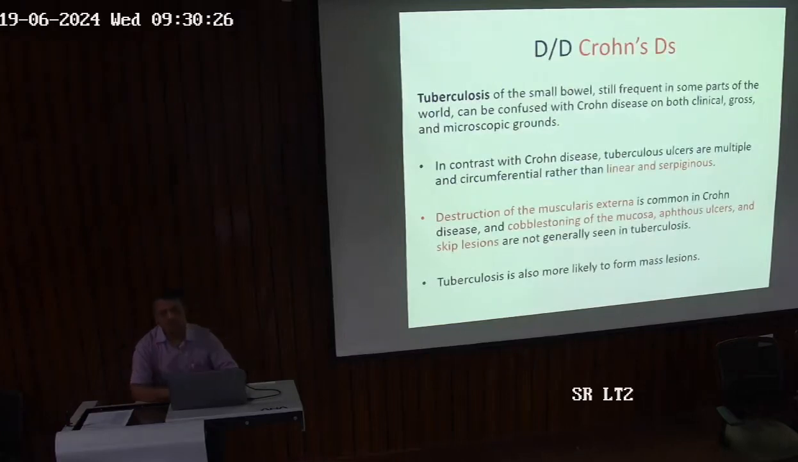The most important differential diagnosis for the disease is Crohn's disease, which also gives rise to the formation of granulomas in the intestinal wall, but those granulomas are non-necrotic. And simultaneously, there is involvement of the muscle layer, which can give rise to cobblestoning of the mucosa, which we will study in the IBD class.